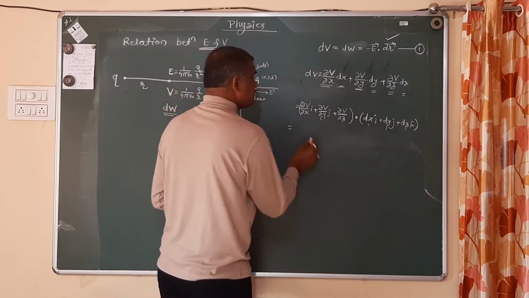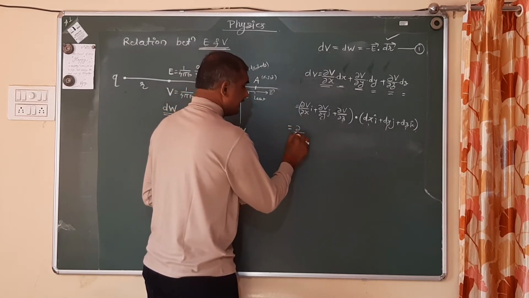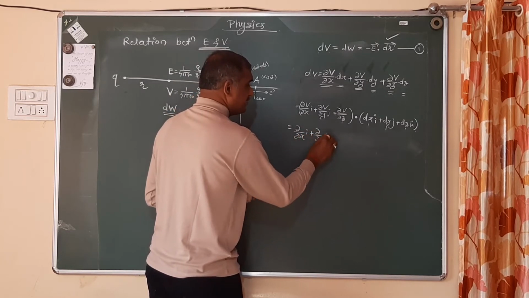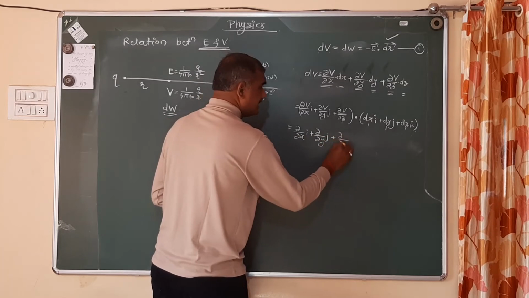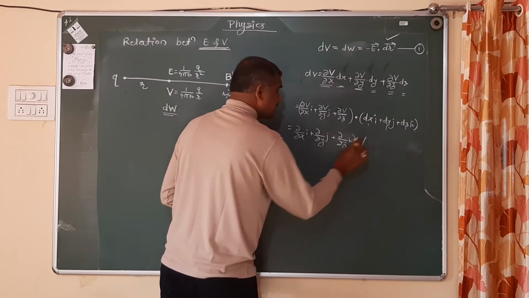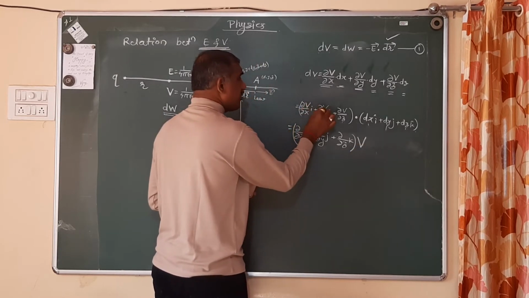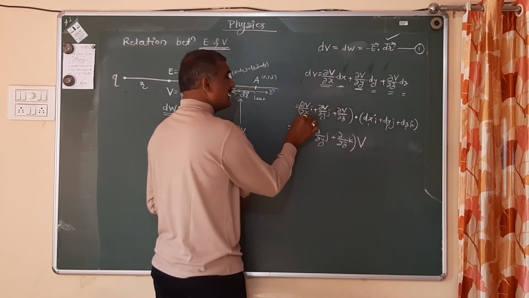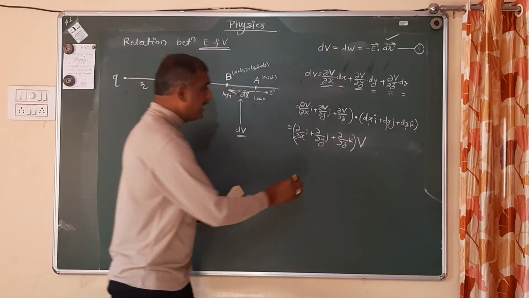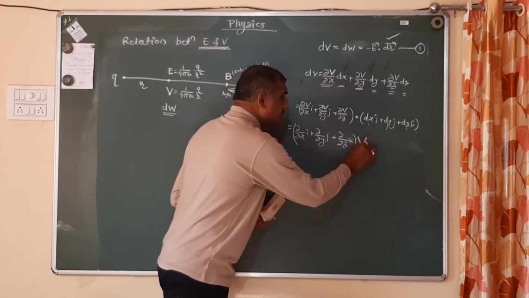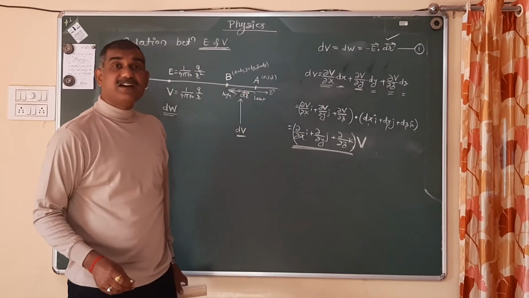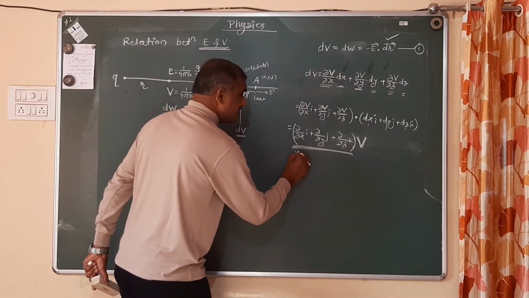This is the first vector and this is the second vector. I am writing del del x i plus del del y j plus del del z k. This vector operates on the scalar potential V. V is common in all three terms: del del x, V is present; del del y, V is present; del del z, again V is present. That's why I put the scalar potential outside, and this is called a vector differential operator.